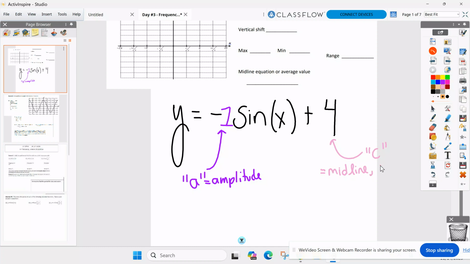Also, it's also our shift. Okay, it's also our shift, which +4 means, where am I going? Up or down first? Up, and then how many units? 4. So this curve is going up 4 units.